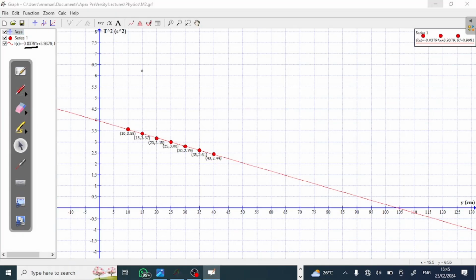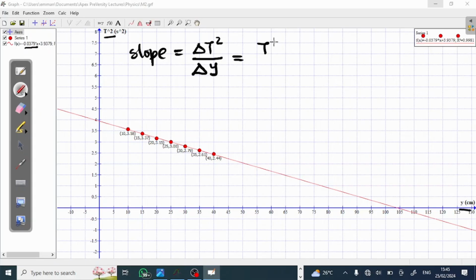So usually my slope should be, let me calculate this a bit. It should be this way. Slope is equal to change in t squared all over change in y. And that should be equal to t squared 2 minus t squared 1 all over, so divided by y2 minus y1. So of course, again, you look for that point where, let's see if you can get points.